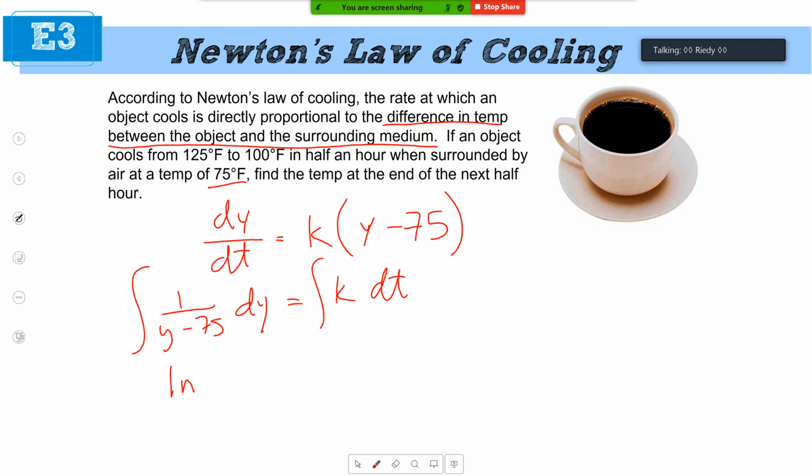If you put a 120 degree cup of coffee in a room, it's going to decrease down to the temperature of the room and can't go below it. It's also going to raise the temperature of the room a little bit, but that's beside the point. Okay. So in other words, I get Y minus 75 is equal to KT plus C.